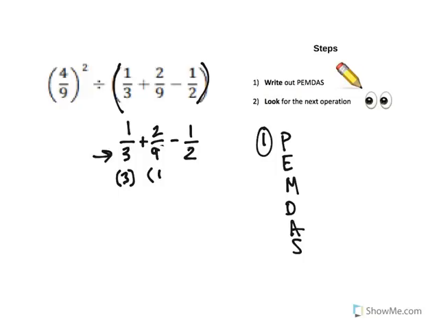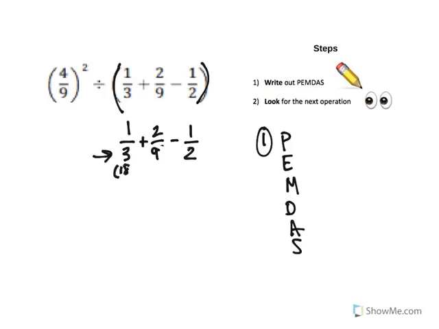Oh, that's not going to work. I'm going to have to choose a different number. I think we're going to have to do 27. No, 27 isn't even. We're going to have to do 54.